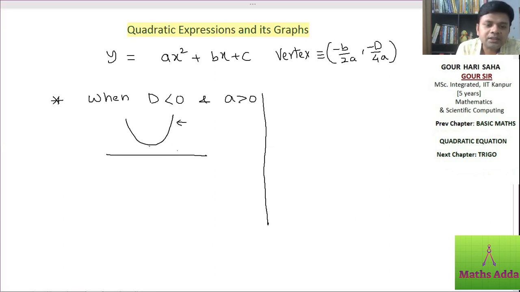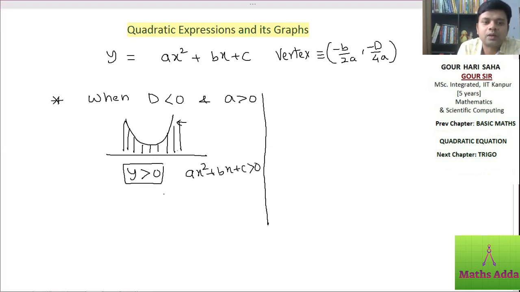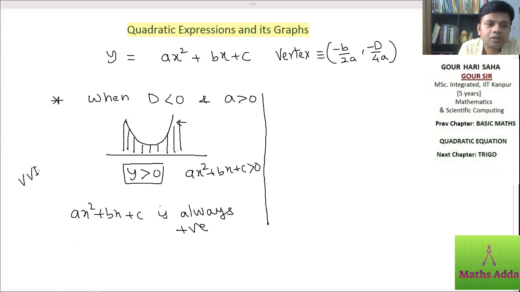So what we see, this graph is always above the x-axis, right. You see, the height is always positive, correct. So what does it mean? This means y is always greater than 0 in this situation, or you can say ax square plus bx plus c is always greater than 0. So I will write, when d is less than 0 and a is greater than 0, ax square plus bx plus c is always positive. This is a very, very important concept. We will be using it very frequently.